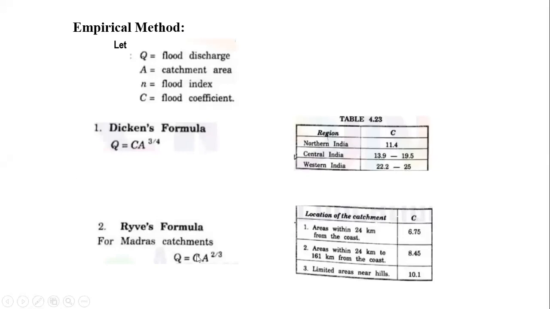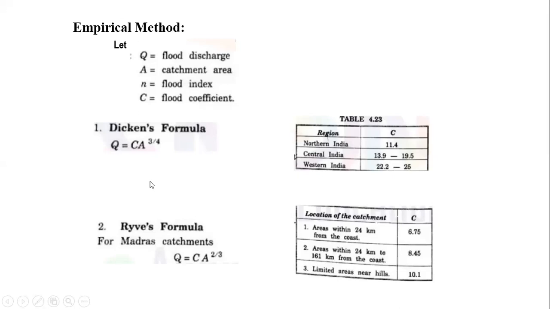Then Ryves' formula, it gives the relation as C into A raised to 2/3, which is meant for the Madras catchments, where the coefficient for the areas up to 24 kilometers from the coastal areas is 6.75. While moving away from it, from 24 to 161, its value is increasing. It is 8.45. And for limited areas near the hills, its magnitude is 10.1.